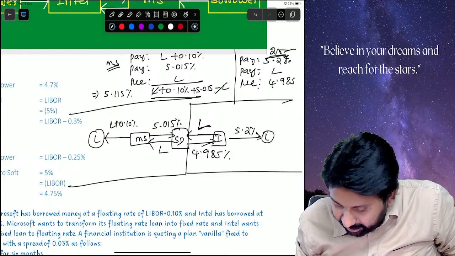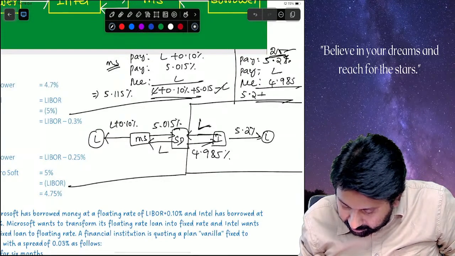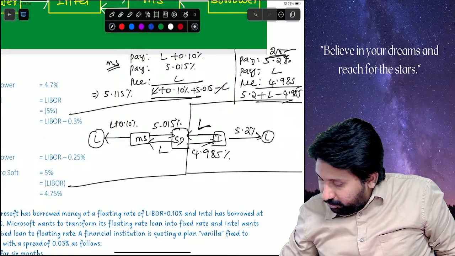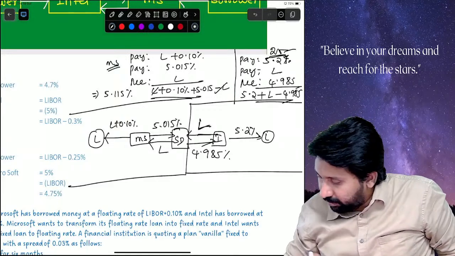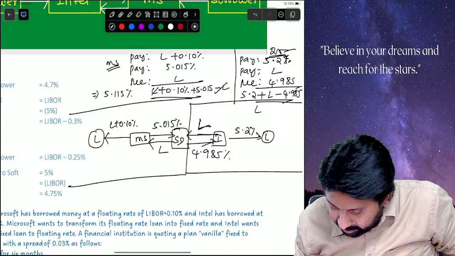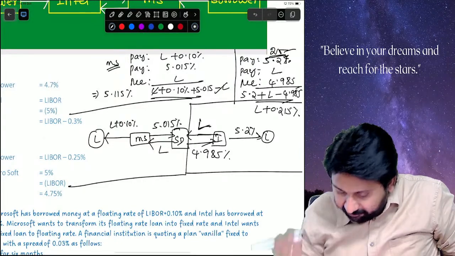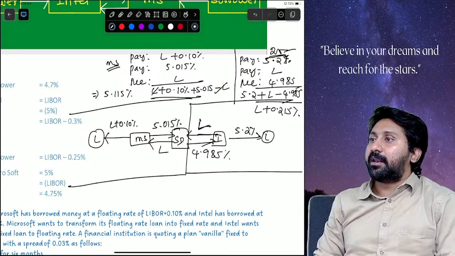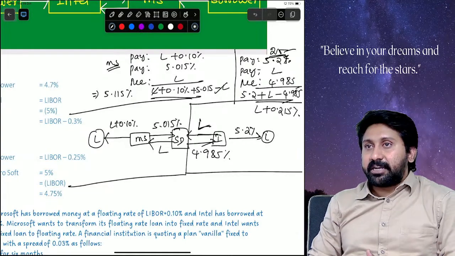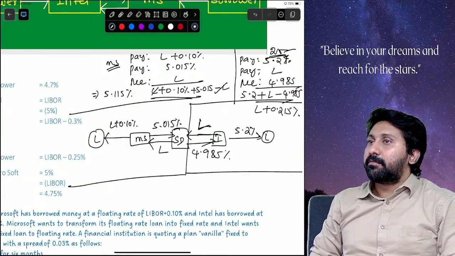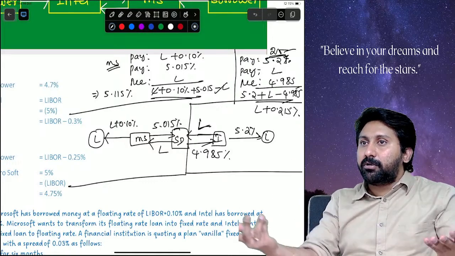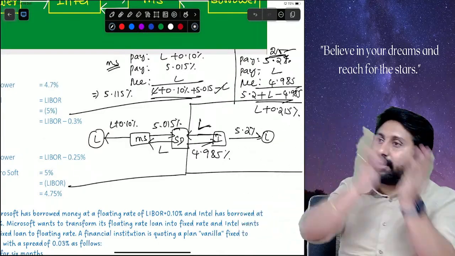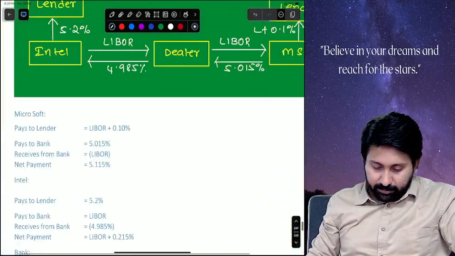Correct? Tell me now. 5.2 plus Libor minus 4.985. 5.2 minus 4.985 is 0.215. So Libor plus 0.215%. Tell me, what is the original position of Intel? Fixed. Now the transformed position is what? That's all. We transform the fixed interest loan into floating and floating rate into fixed.